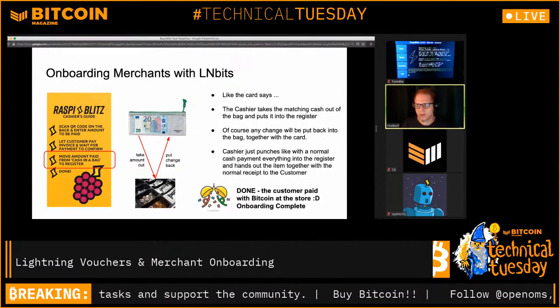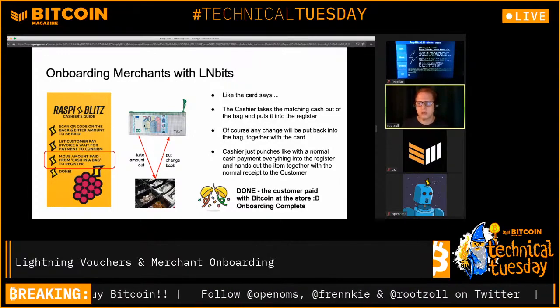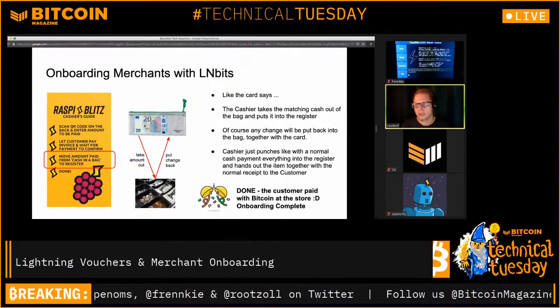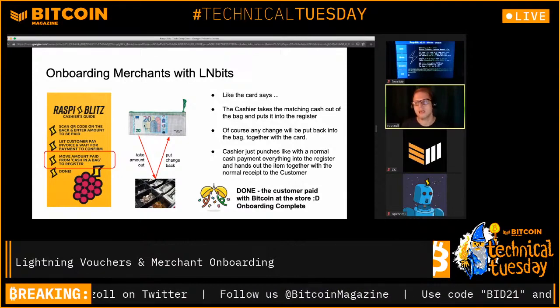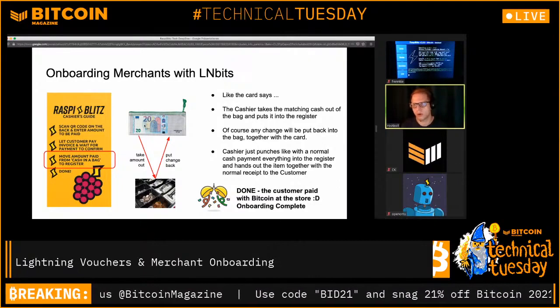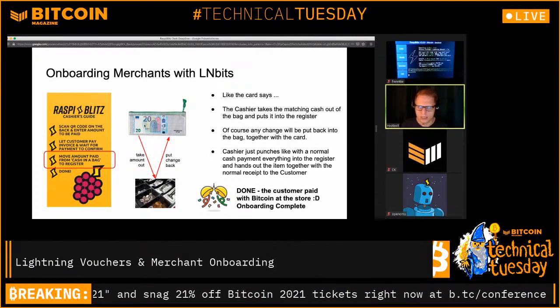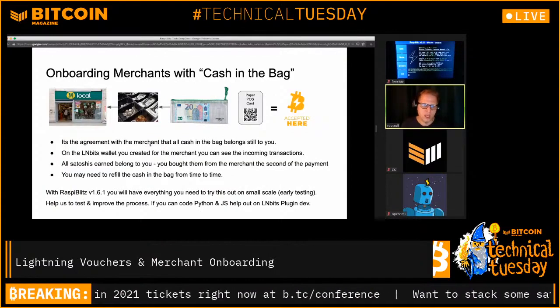So the cashier now just rings it in normally, like we would on a normal cash transaction, gives a receipt, and gives the item to the customer, and this is done. So there's something new in here, of course, but you can see it's a very easy way to onboard people for small payments. It's done. Now this customer paid with Bitcoin in the store. So at least from our perspective, this is one very, very easy way to start.